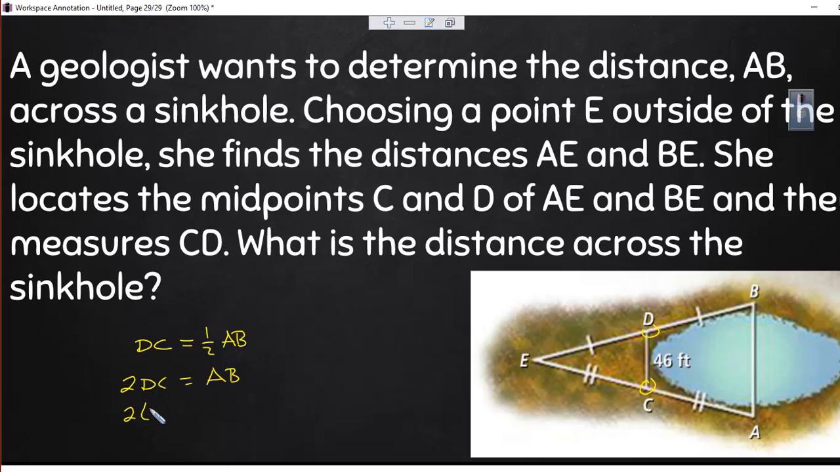So 2 times 46 is going to equal AB. And that's going to give us 92 is equal to AB. So the sinkhole AB is equal to 92 feet across.